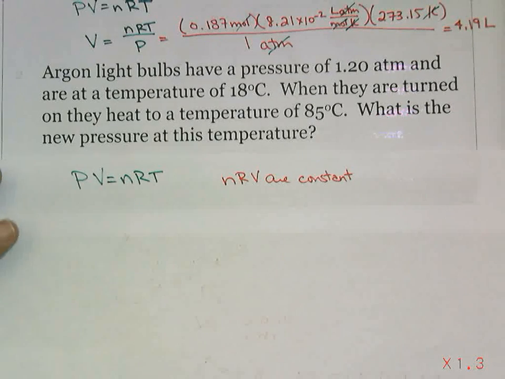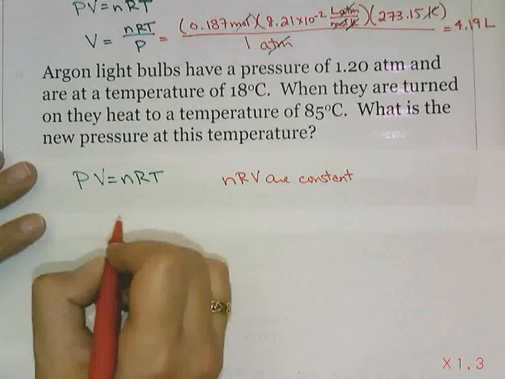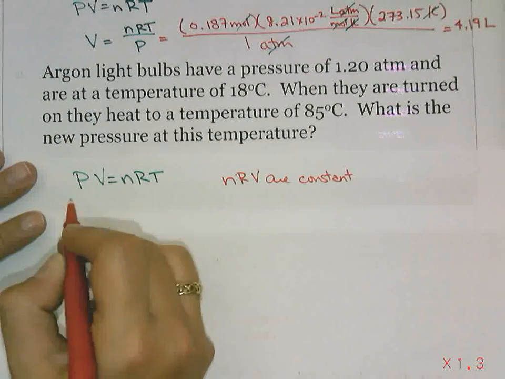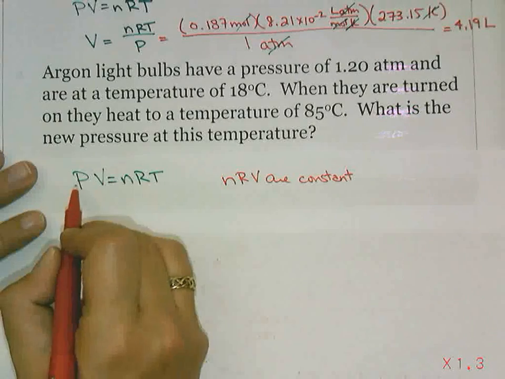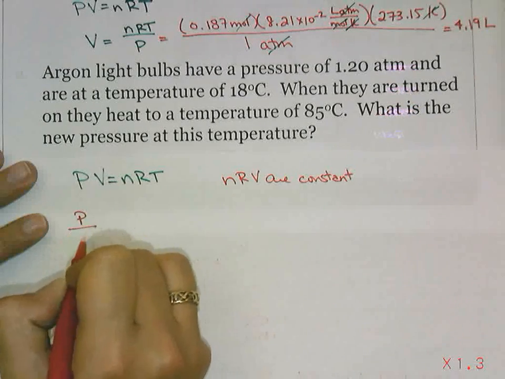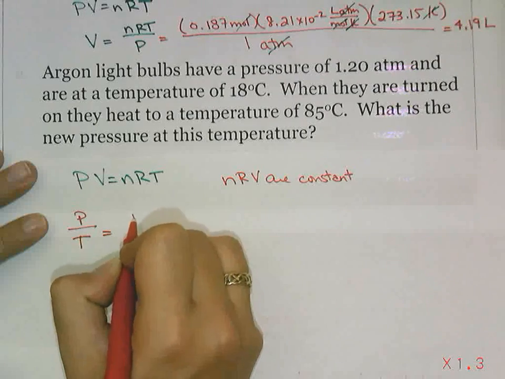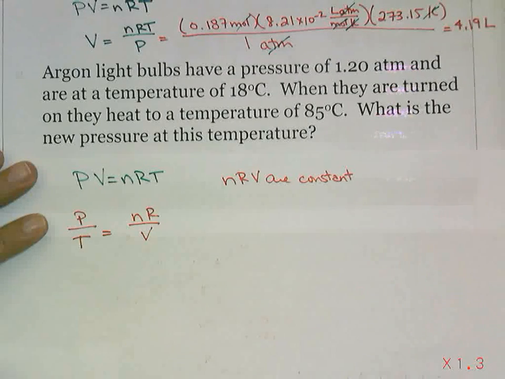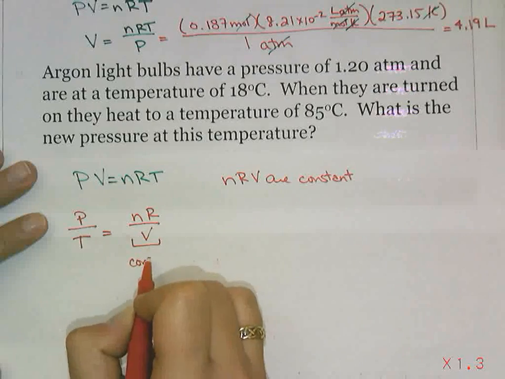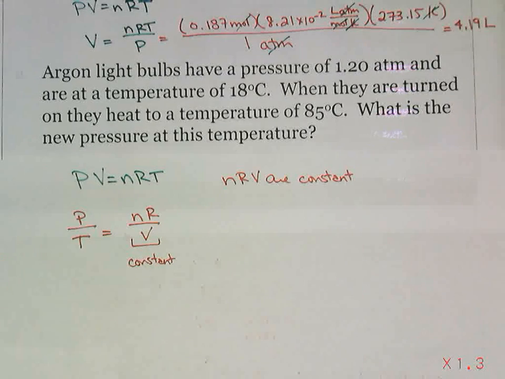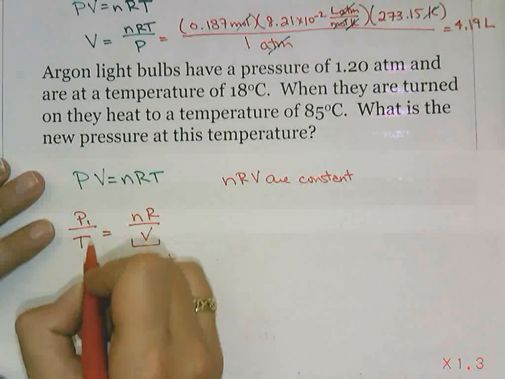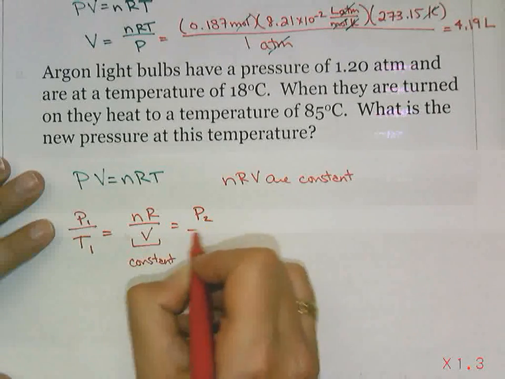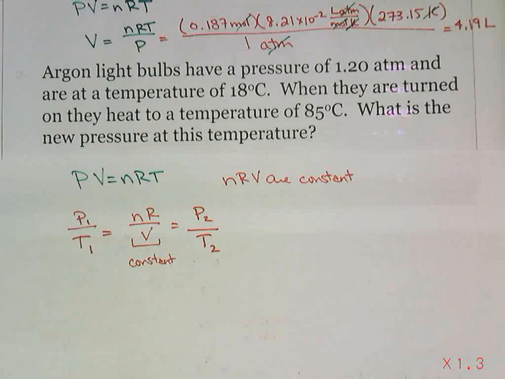So what I'm going to do is put everything that's constant on one side and everything that's changing on the other side. Pressure is changing and temperature is changing, so I'm going to say P over T, and then nR over V. These guys are constant. Which means I can really say P1 over T1 equals P2 over T2, just like I did in Boyle's law. I had a fraction equal to a constant, which is now equal to a new fraction. So now I have a way of figuring out my new pressure at my new temperature.